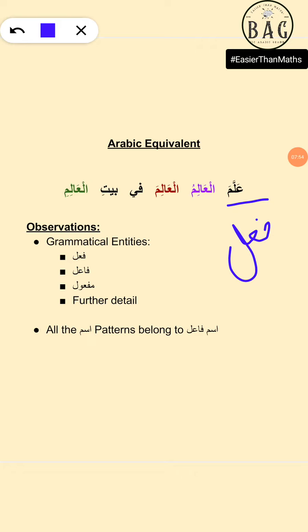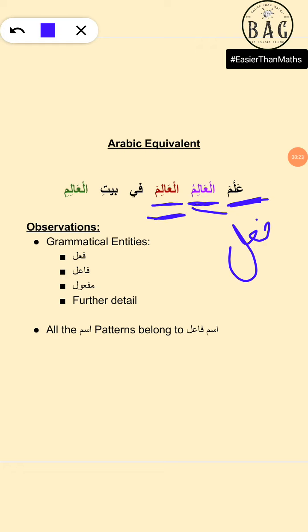And then we have got the next ism in rafa form. Therefore, we can conclude that this word here, which is in rafa form, is actually the fa'il. So, allamal alimu: the alim, or the scholar, taught. Who was taught? The word that is in nasab form. So, allamal alimu al alima.